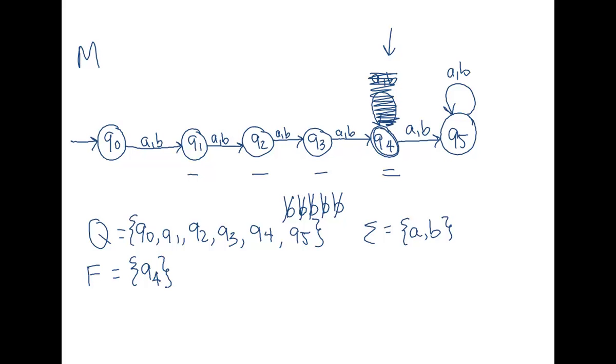Okay, so now we need to define what delta is. So I'm going to go to a different screen so I have some more room. Alright, so there's a couple ways that we can write delta. We can write it in function notation, or we can write it as a table. So let's write it as a table first. So here's my table. And I need to know what state I started in, and then what symbols I'm going to possibly read.